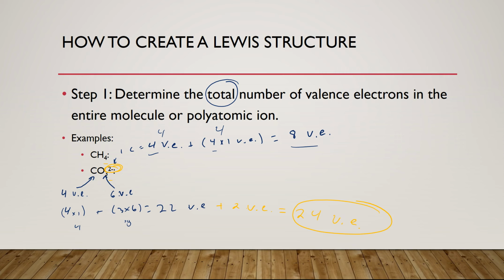So, for example, if I took ammonium, NH4, I'm going to have 5 for the nitrogen, and then 4 times 1, because each hydrogen has 1, that would be 9. But ammonium has a plus charge associated with it.